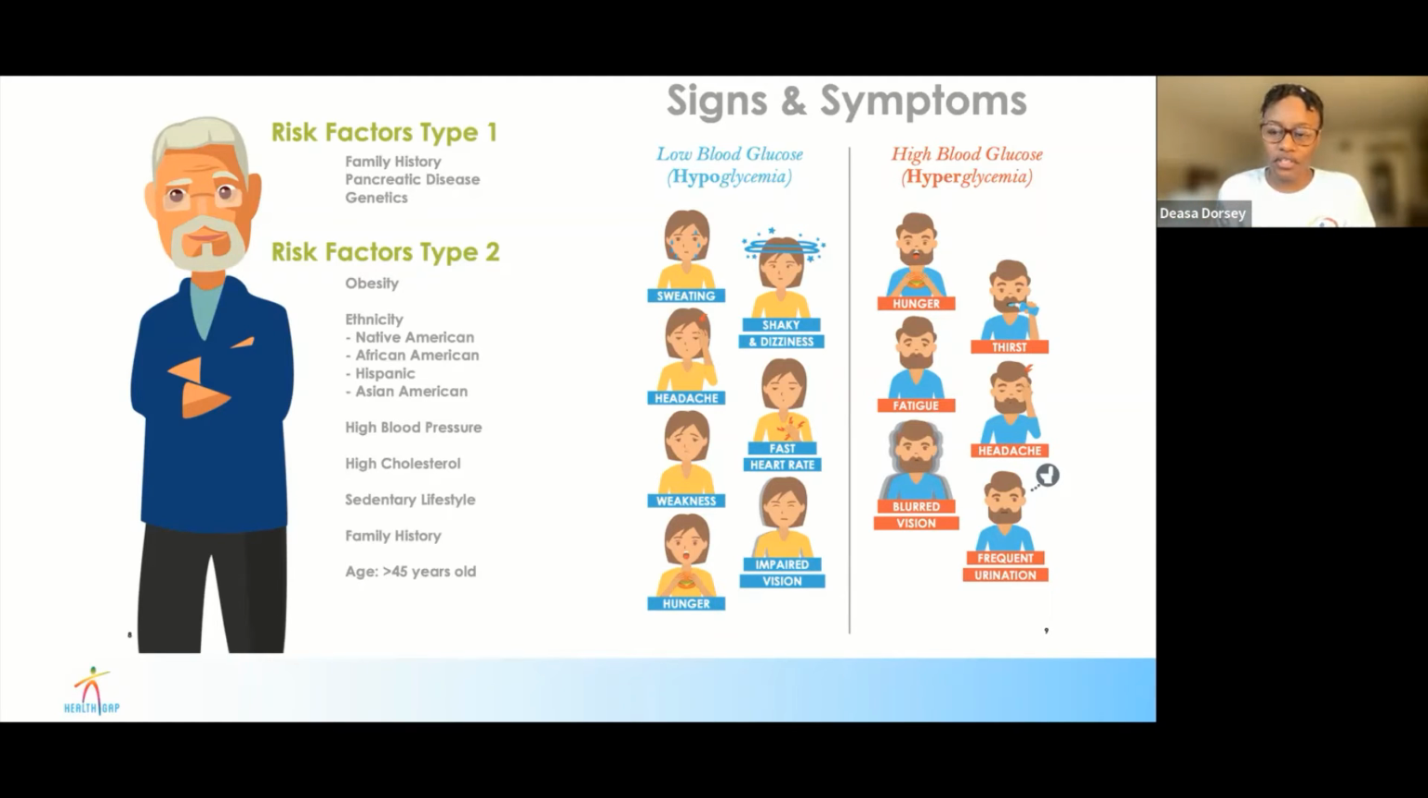So let me ask you this. If you're experiencing a blood sugar that's too low, does anybody know what they would do? Drink orange juice. Something with some sugar. Drink some orange juice or something with some sugar. Perfect. Good. So I'll share this rule with you. It's called the 15-15 rule.